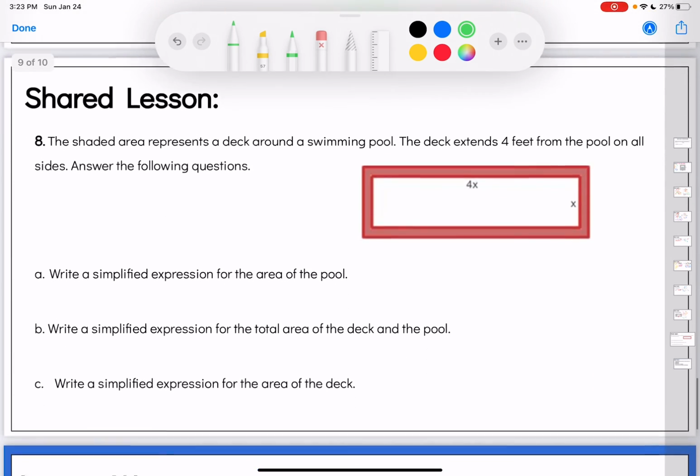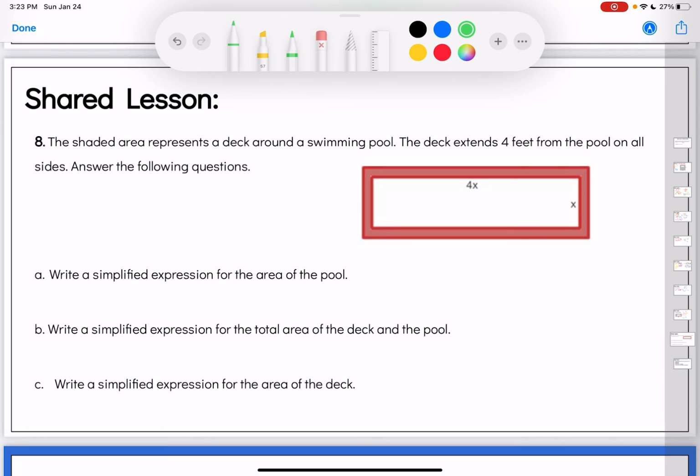Okay, now here's a more complicated way that we would see it, and this would be a really true way that you would see your multiplying of polynomials when they're not just monomials. So this shaded area represents a deck around a swimming pool, and the deck extends 4 feet from the pool on all sides. And it's kind of broken down. We want to find the area of just the deck. Just the shaded area, right? So same idea here. I want to find the shaded area.